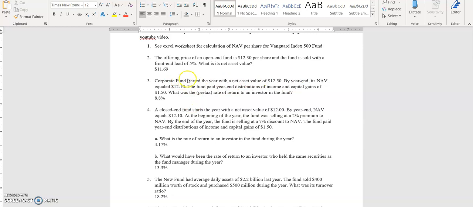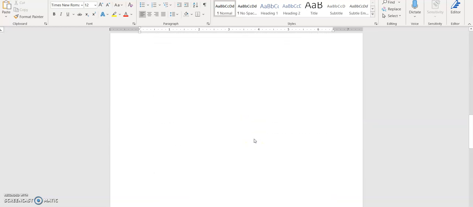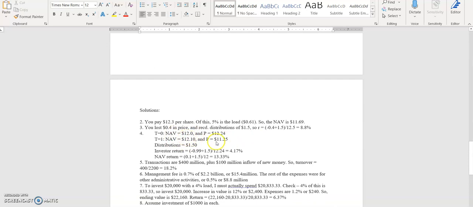If it's an open-end fund, like in the earlier example, then your transactions will be at the NAV. But if it's a closed-end fund, your transactions are going to be at the price. So you're going to be buying it at a price which is 2% higher because it's a 2% premium. So your price is going to be $12 times 1.02. So that is $12.24. Now at the end of the year, it's trading at $12.10 minus the 7% discount. So I can go ahead and calculate the end of the year price as $12.10 times 0.93 because there's a 7% discount. So that is $11.25.